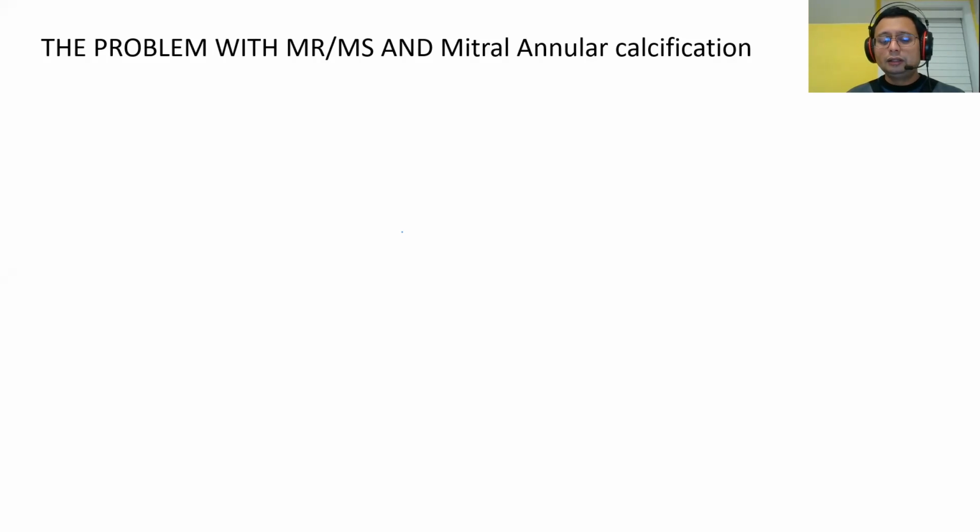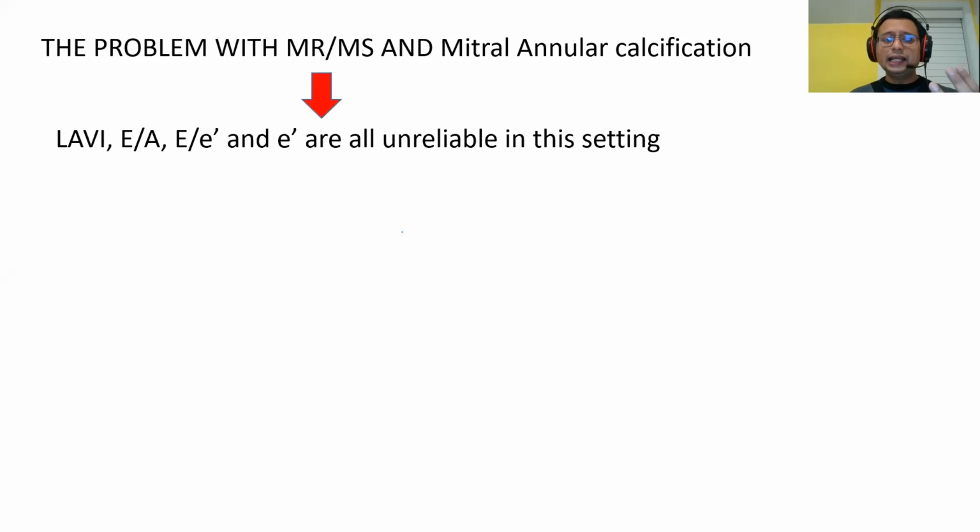The problem with all these entities is that you cannot use your LAVI, because your LAVI can be dilated because of your mitral valve disease. You cannot use your E over A. Your E is artificially elevated because of the narrowed orifice. You cannot use your E prime, because your E prime is artificially pushed down. So all of these are unreliable in this setting. So what are we going to do next?